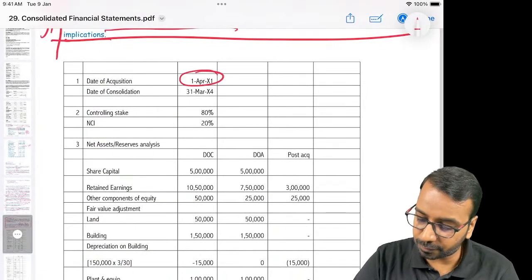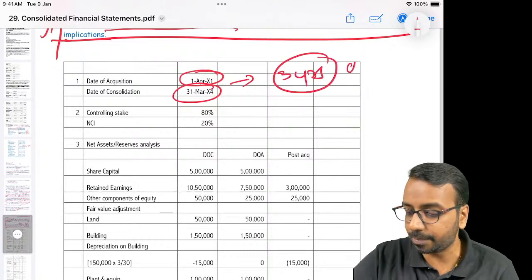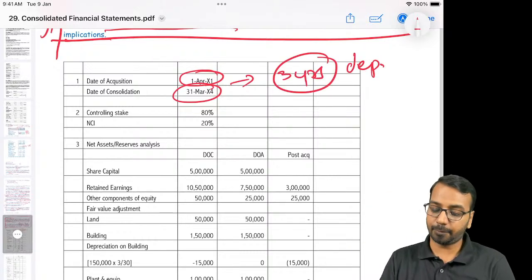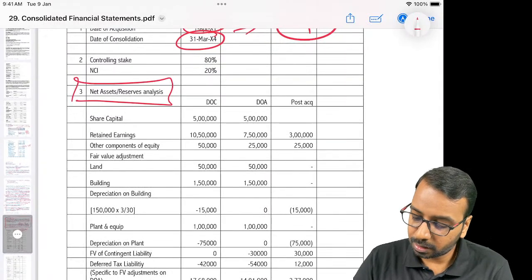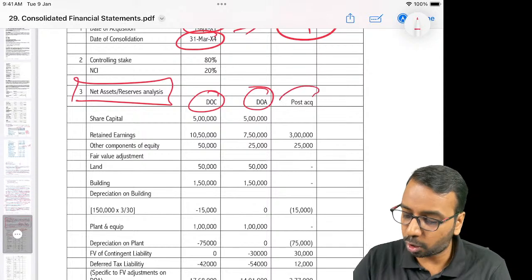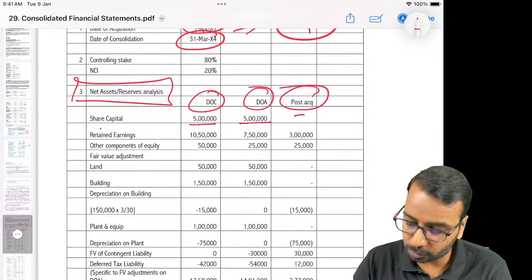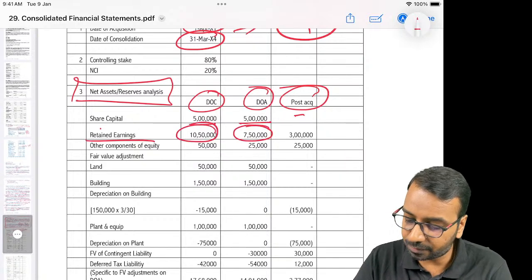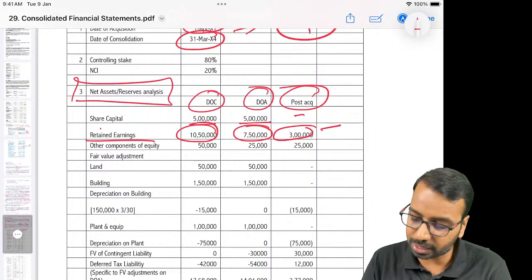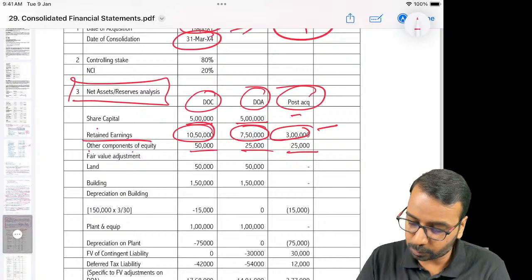Date of acquisition 1st of April, consolidation 31st March. So any adjustment will have 3 years impact on depreciation. Keep this in mind. Okay. Now here, say this. Net assets on date of consolidation, date of acquisition, how much is post acquisition? Share capital 5 lakhs, 5 lakhs. So nothing is post acquisition. Retained earnings 750 on date of acquisition, 1050 on date of consolidation, 3 lakhs is post acquisition. Other component of equity 50, 25, 25 is post acquisition.